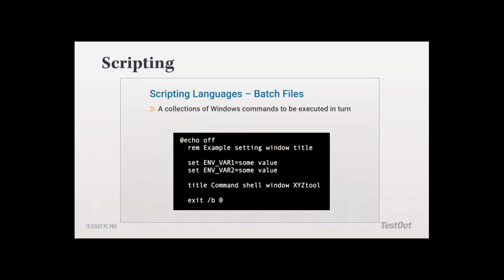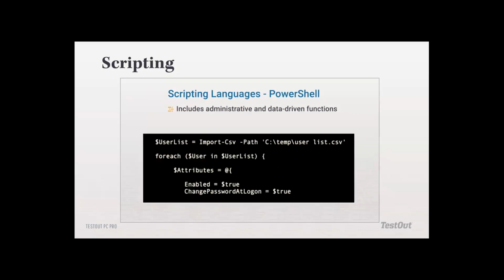Another one is batch files. Batch files are just a series of Windows commands that you write inside a text file, and then you save it with the extension .bat to execute some particular task. I have a couple of batch files in my PC. We're going to look at them subsequently.